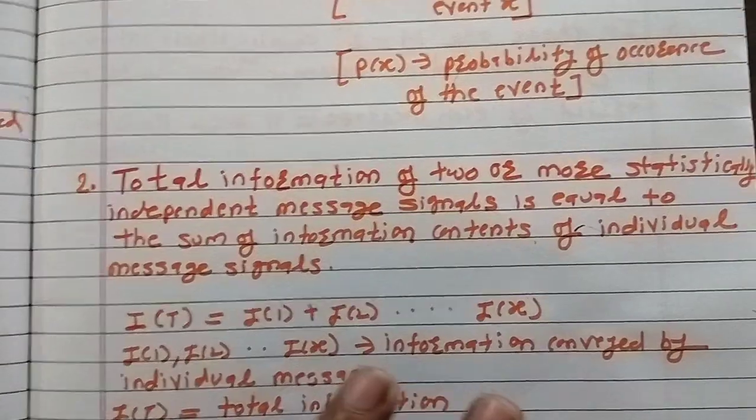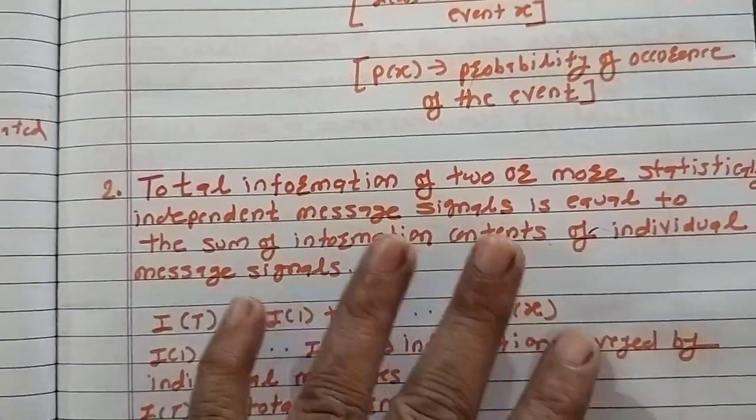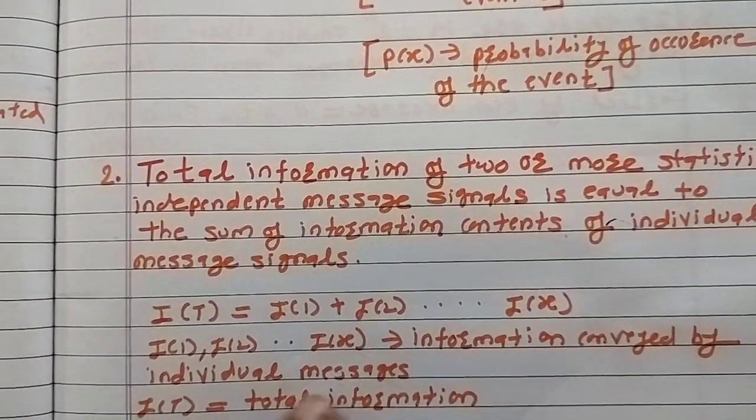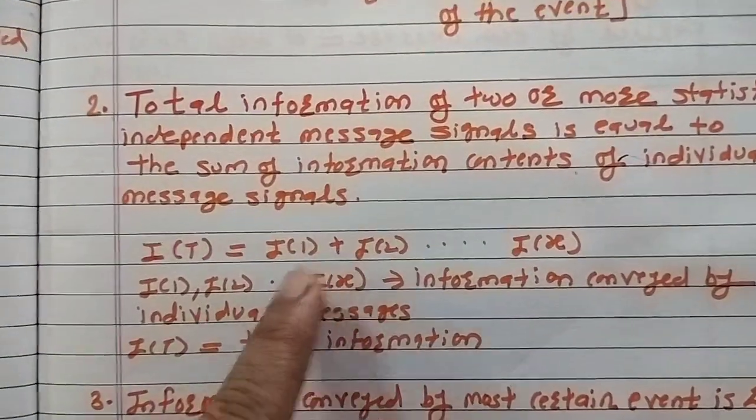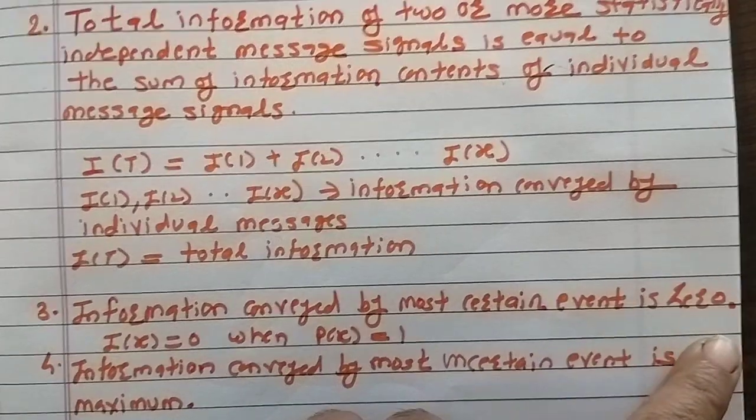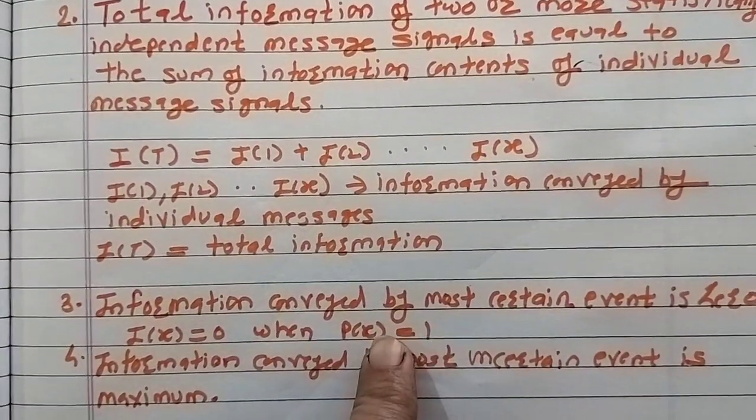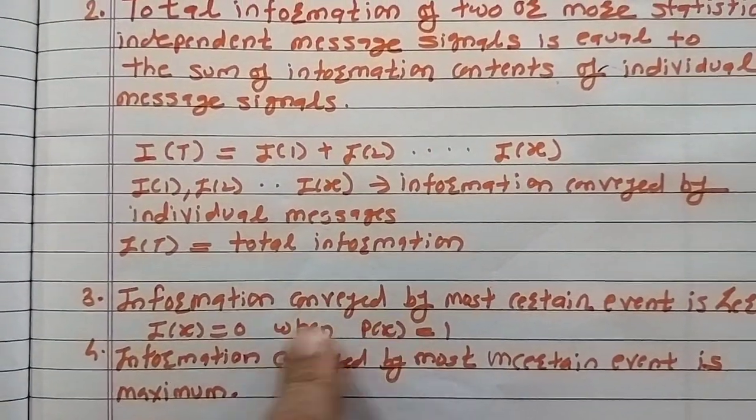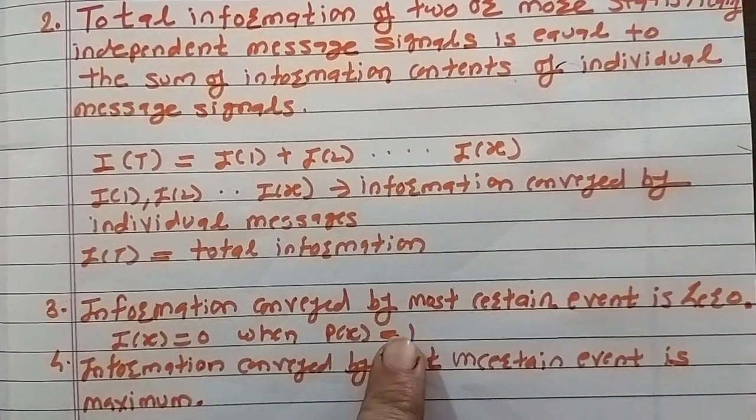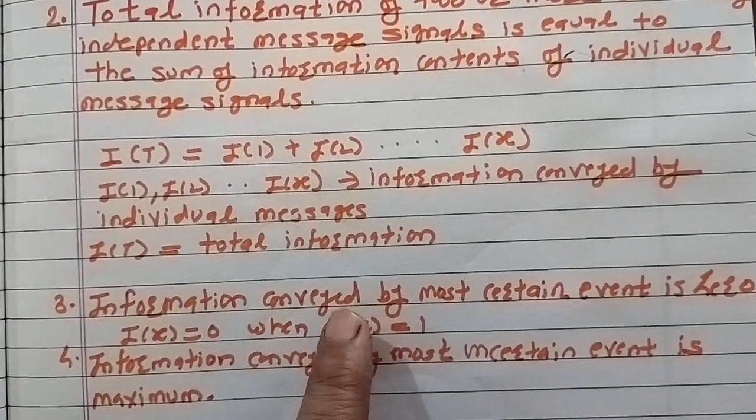Or you just remember that when there is a source which generates statistically independent messages, the total information is the addition of the information conveyed by those messages. Third, information conveyed by the most certain event is 0. That is, I(x) is equal to 0 when P(x) is equal to 1. You know that, because we have seen the relation between information and probability. There is an inverse relation. So we have taken two events to make you understand more about this.